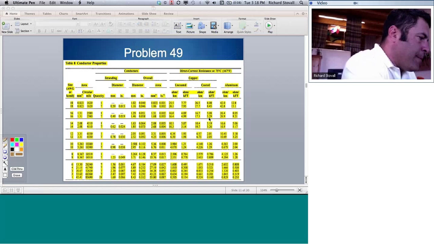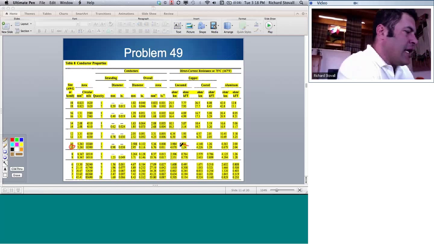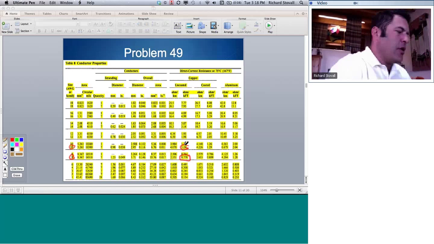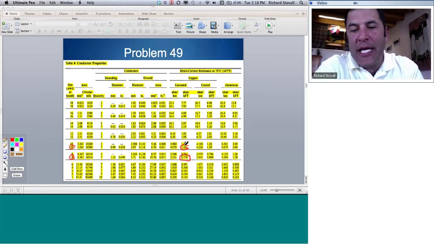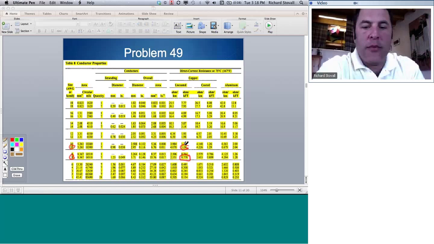Number 10, stranded, is going to be too much. Number 8, stranded, however, will work. So, number 8 stranded at 0.778 is less than 0.814, so therefore, number 8 will work in this situation. Okay?